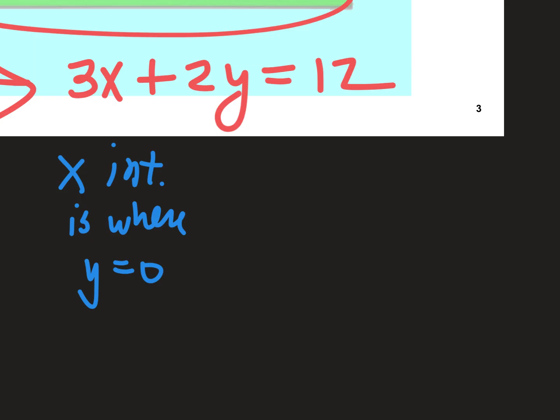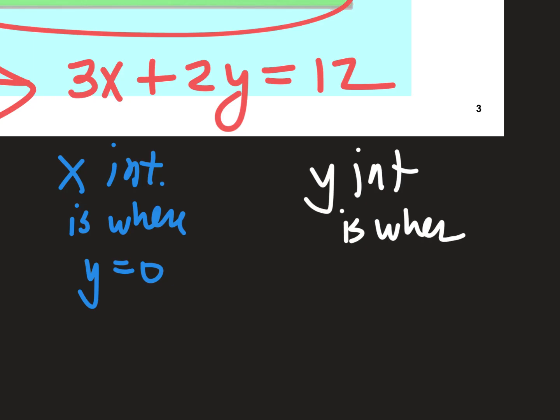And now somebody smart is going to be able to convert this next one in your head and say, well, if the x-intercept is where y is 0, then the y-intercept is where x is 0. Very good. Let's write that one down. The y-intercept is where x equals 0.